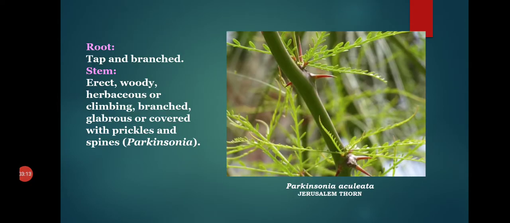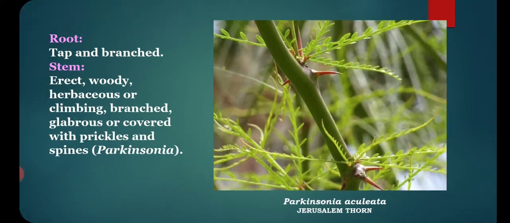And next we will discuss its root system. It is like that of the dicot, that is taproot and branched, an elaborate root system we can see. Then coming to its stem characteristics, it is erect, woody, herbaceous, for example Cassia tora, or climbing, that is Bauhinia vahlii. Then branched, glabrous or covered with pricks.